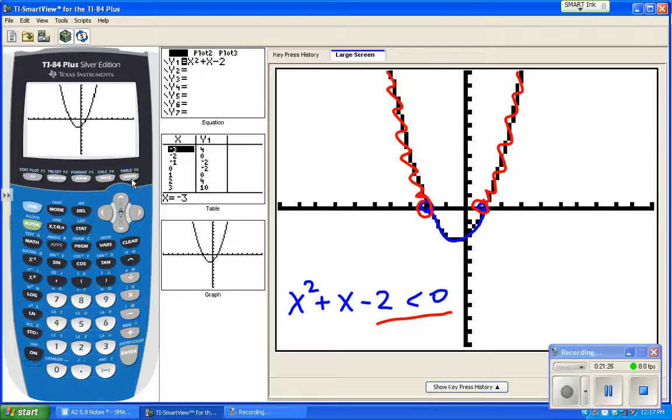All right, and let's set up one word problem.